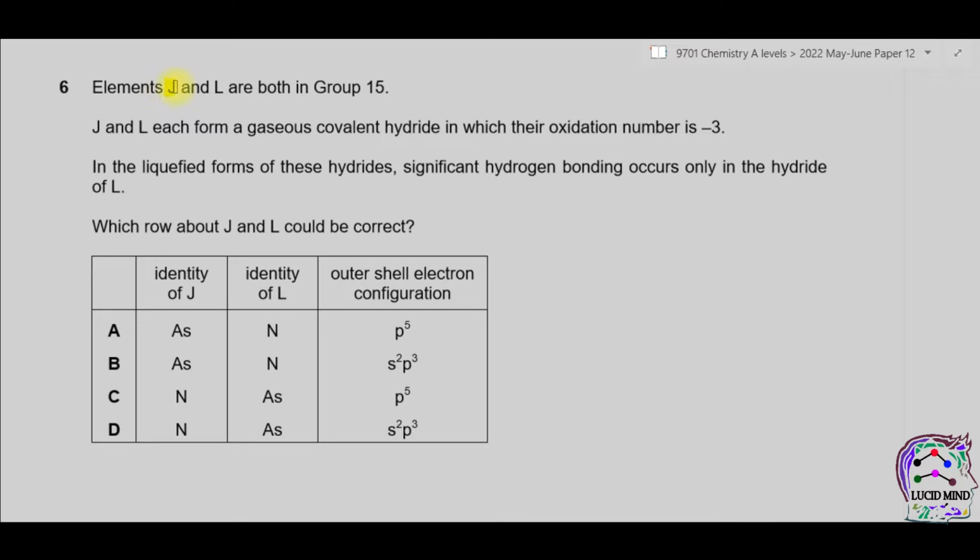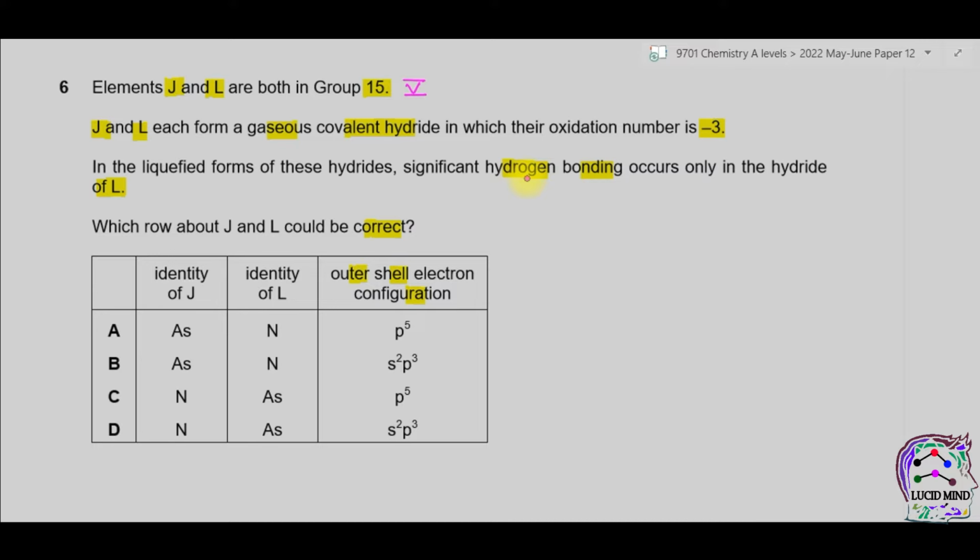Question number 6. Elements J and L are both in group 15. J and L each form a gaseous covalent hydride in which their oxidation number is -3. In the liquefied form of these hydrides, significant hydrogen bonding occurs only in the hydride of L. Which row about J and L could be correct? You have to identify J, identify L, and find out the outer shell electronic configuration. Now group 15 means we have group 5. In group 5 we have 5 electrons in the outermost shell.